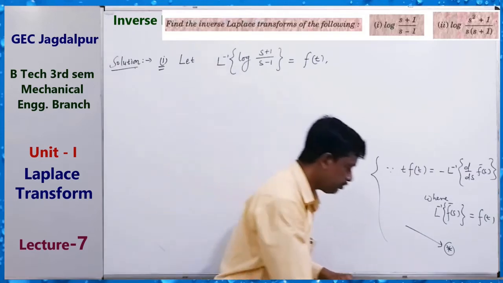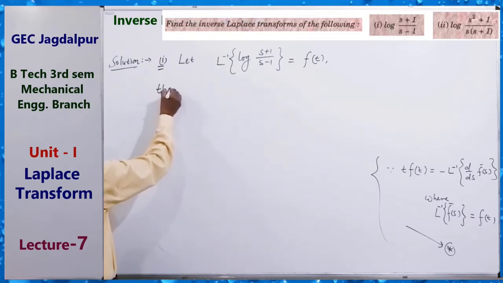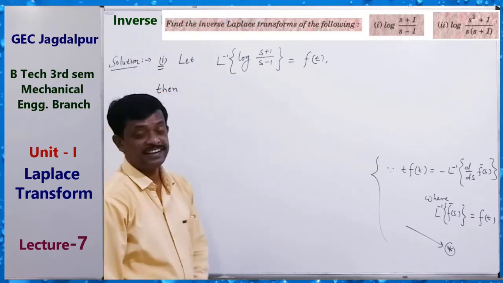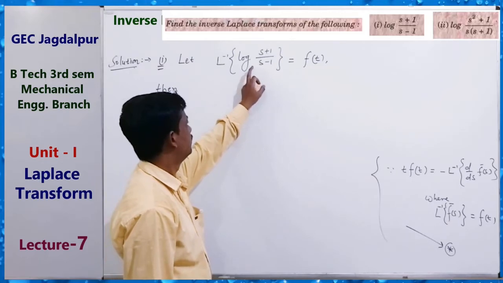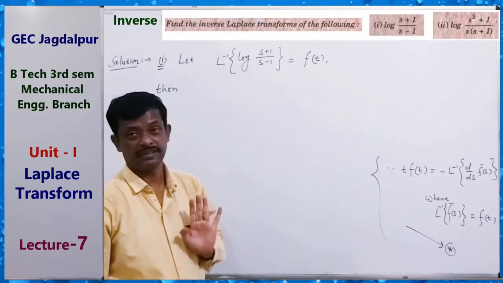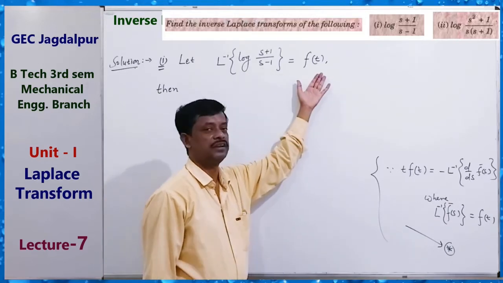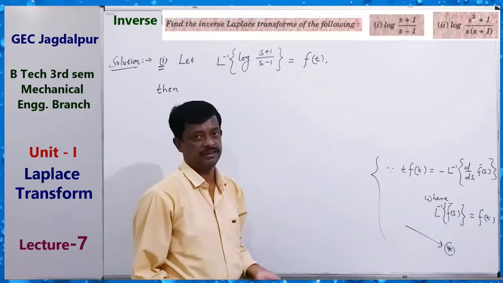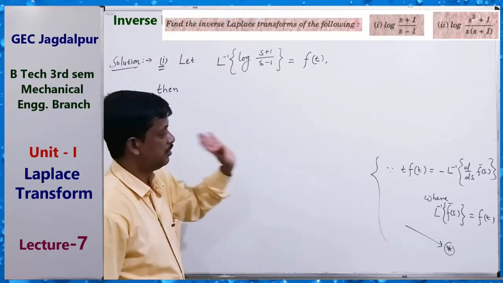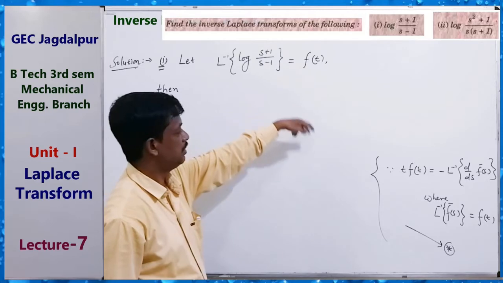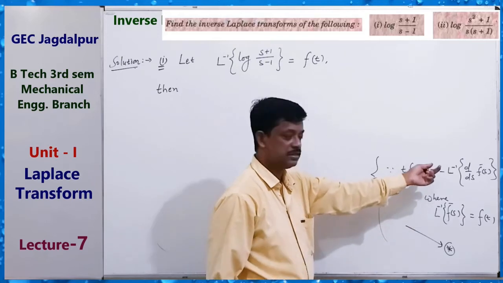Now, we see that the derivative of this. We have to find the value of this. Suppose this is f(t), that is, we have to find the value of f(t). Okay, now using this formula: L inverse of F(s) bar equals f(t). If this, then this we can get.